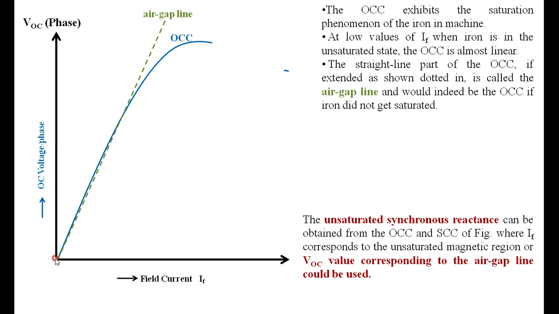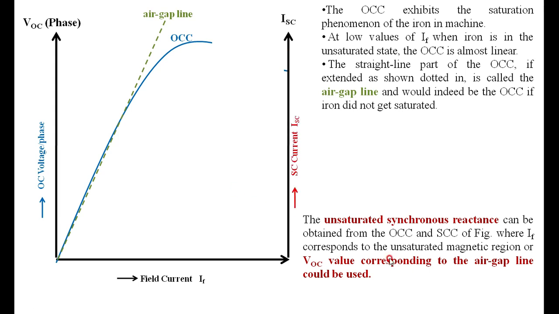Then there is one more line I have drawn, which is the tangent to the initial portion of the OCC. That is what we call the air gap line. It is the line which is the tangent to the linear portion of the OCC, or in other words, the unsaturated region of the OCC. That line is called the air gap line.